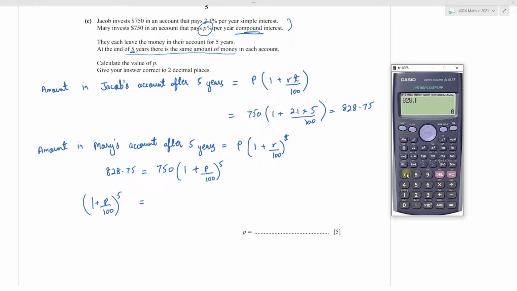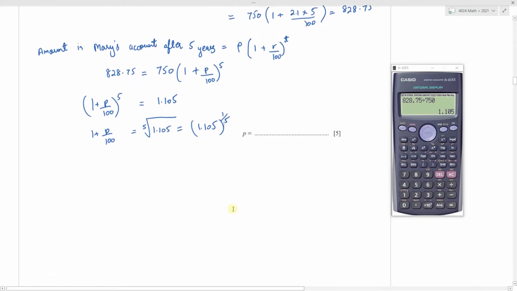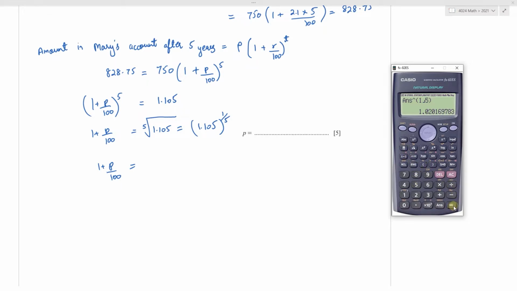So 828.75 divided by 750 is 1.105. And if I take this power 5 to the other side, 1 plus P over 100 will be the fifth root of 1.105, which I can also write as 1.105 to the power 1 over 5. Let's calculate this power 1 over 5. So this is 1.02017.